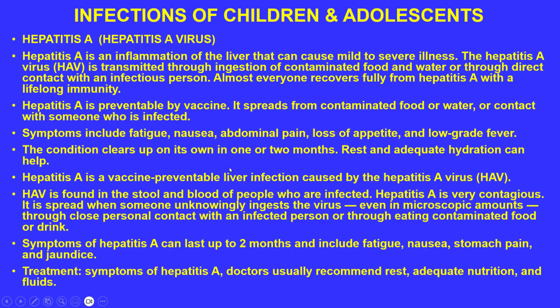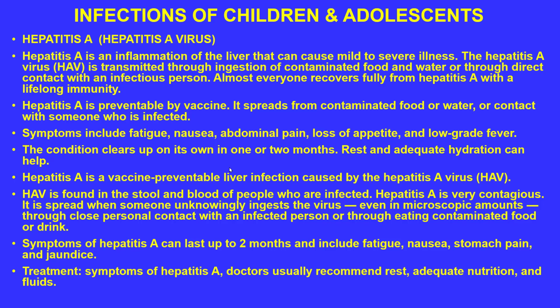Now we're moving into hepatitis. First, we have hepatitis A virus. Now, this is an inflammation of the liver that causes mild to severe illness. Hepatitis A virus is transmitted through ingestion of contaminated food and water or through direct contact with an infectious person. Almost everyone recovers fully from hepatitis A with a lifelong immunity. Hepatitis A is preventable by vaccine. It spreads, though, as I said, from contaminated food or water or contact with someone who's infected.